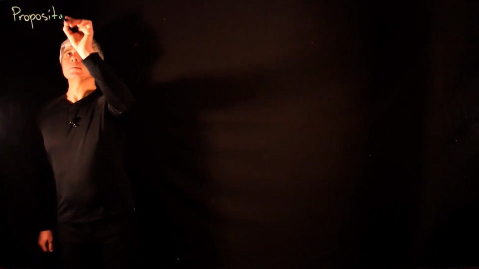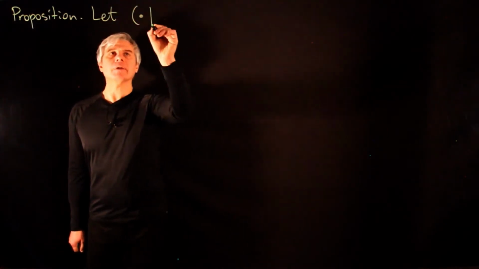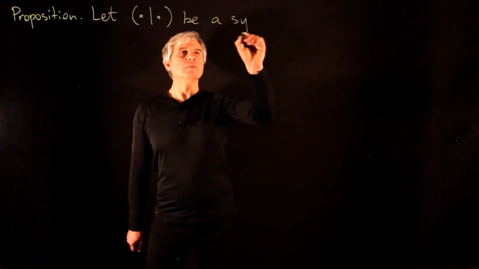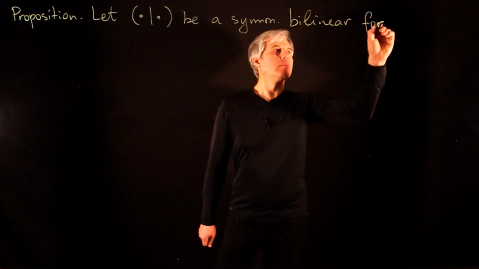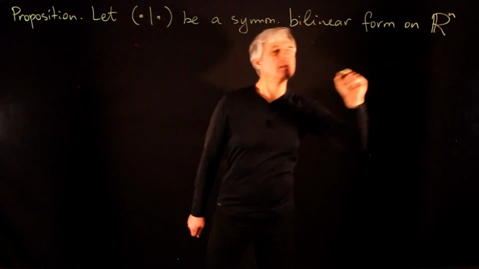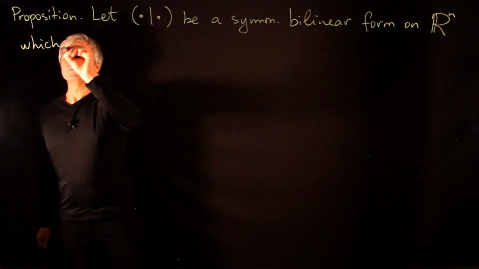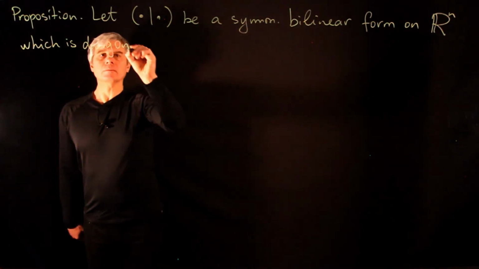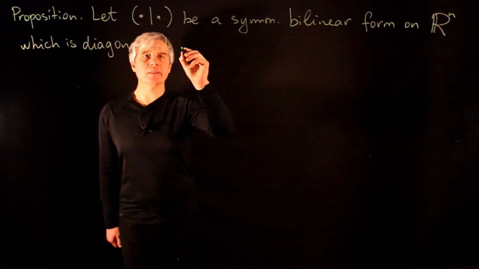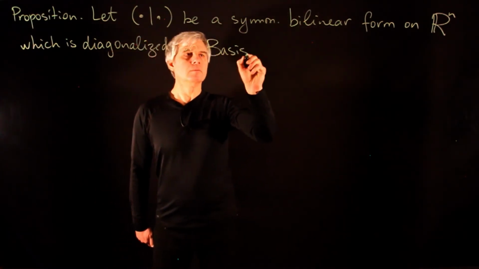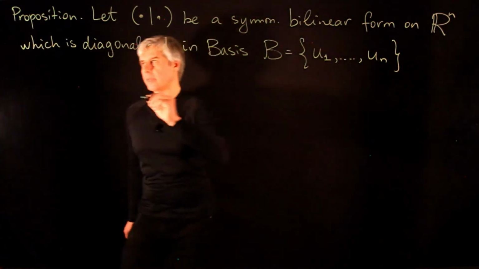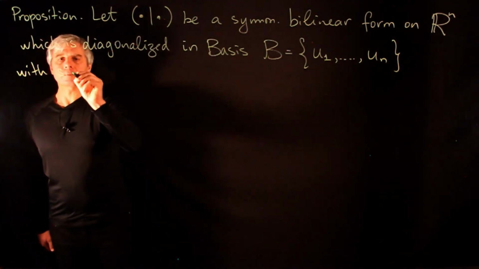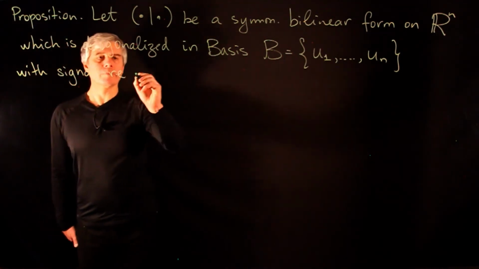We state the following proposition. Let us have a symmetric bilinear form on Rn, which is diagonalized in some basis B, which is u1 through un, with signature p, q, r.